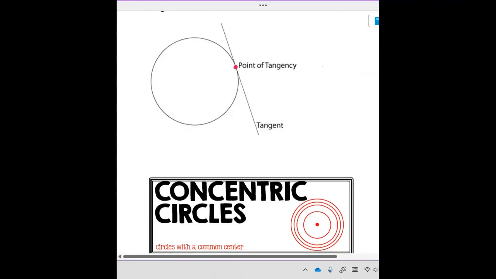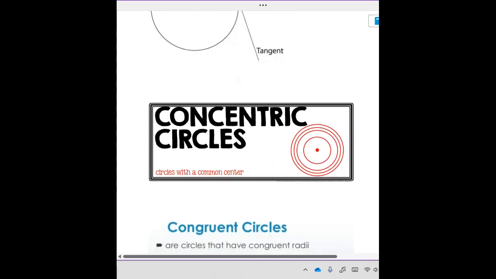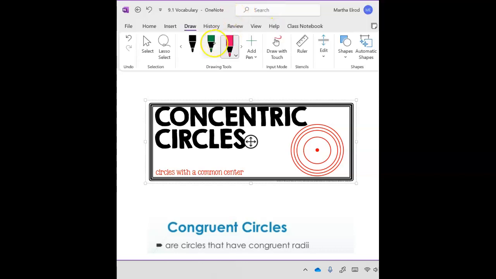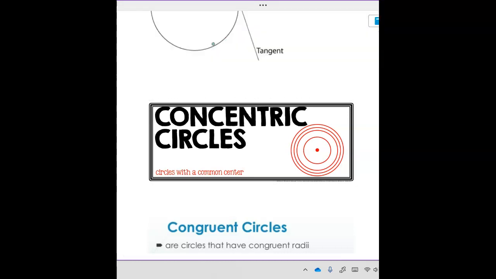Let's talk about a few more terms. The next one is concentric circles. Concentric circles are just going to be circles that have the same center. They have different radii. There's a radius right there for that inner circle, and we have a different radius if we look at the circle that's the next one out. That's going to be different from the radius that goes all the way to the outside. But they all share that common center.